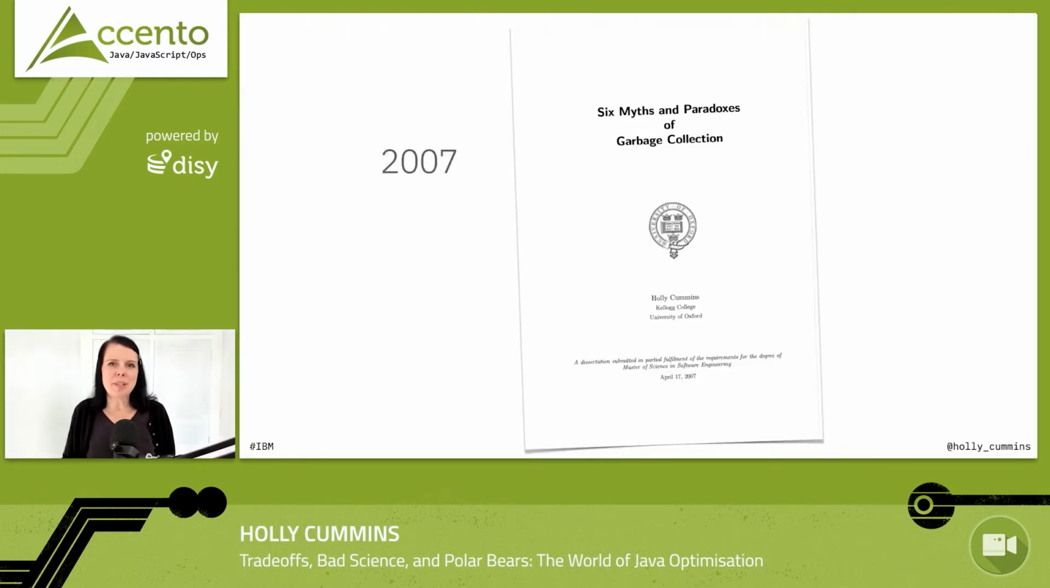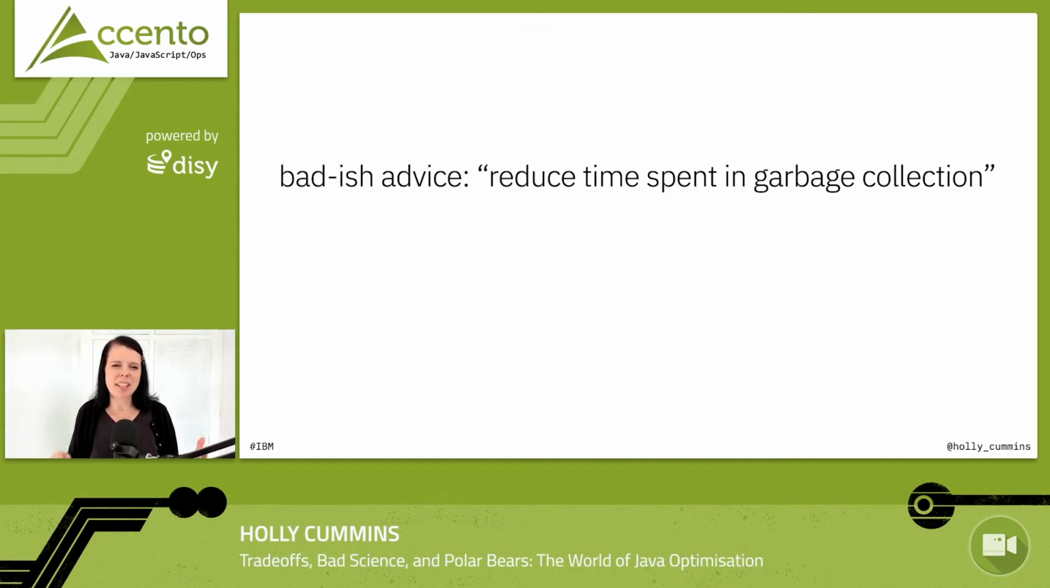So about 14 years ago, I did an MSc, because IBM would pay for it, and I thought, if IBM paid for it, great, I will take it. And so I did it on garbage collection, just continuing the work that I was doing for my day job anyway. And one of the things that really annoyed me at the time is that there's this persistent bad take, which is reducing time spent in garbage collection to improve the performance of your application. And the way you want to tune your GC is to reduce the time.